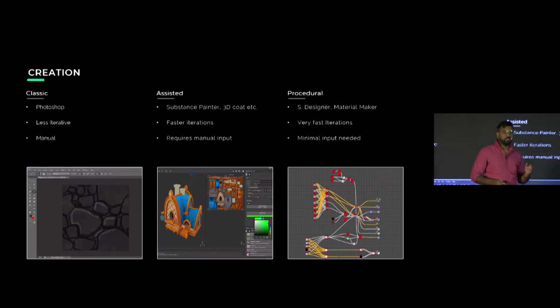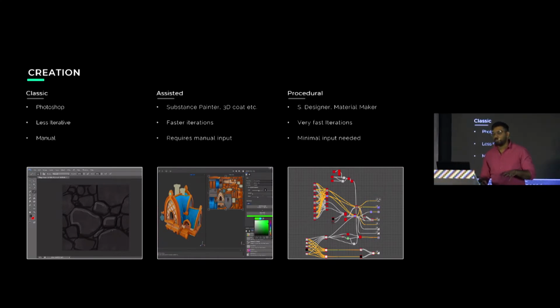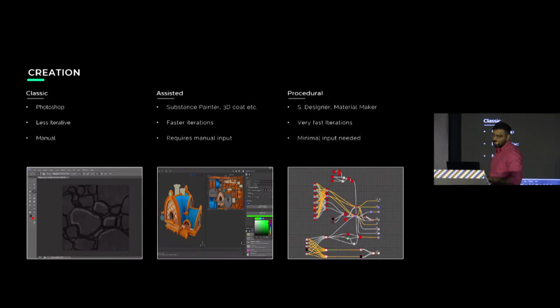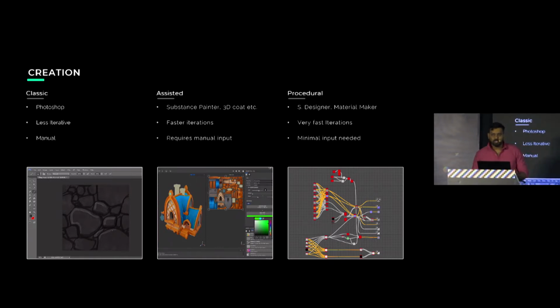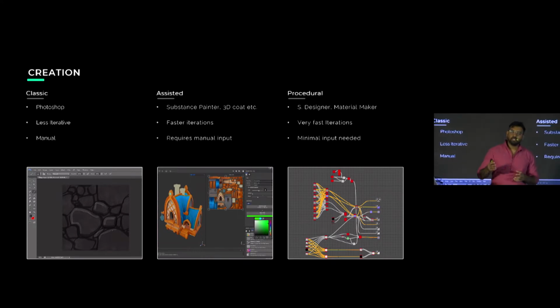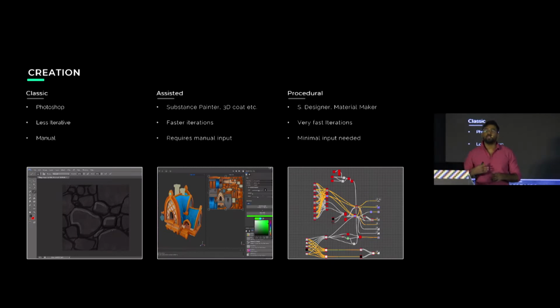This is very helpful in creating textures which need to have a painterly art style. Second is the assisted workflow. Assisted workflow, like Substance Painter, gives you tools out of the box to do some of the work for you. They have helpers and generators which assist you with creating textures without you having to do it manually. And third is the procedural workflow.